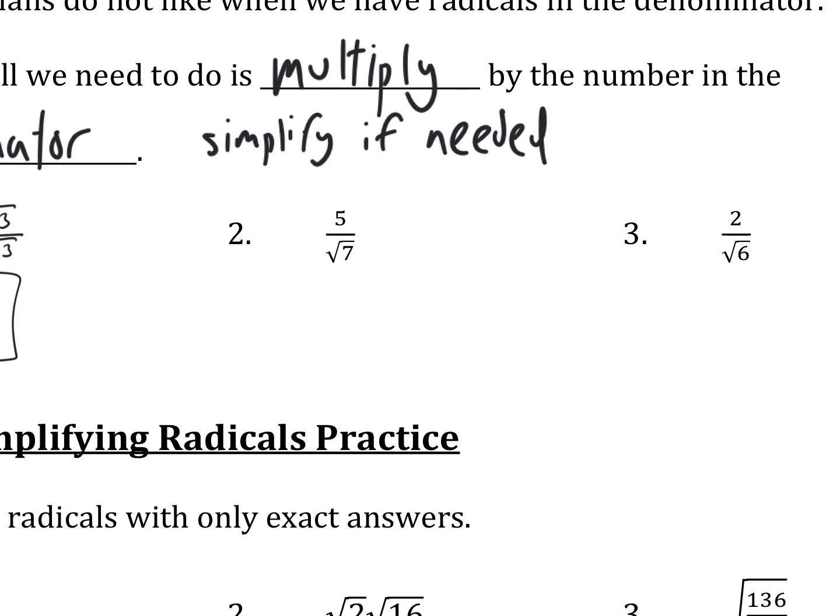Okay, number 2. Do we have a radical in the denominator here? We do. We're going to multiply top and bottom by square root of 7. So now on top we have 5 square root of 7. Those don't combine. Over square root of 7 times square root of 7 is going to be 7. So we get 5 square root of 7 over 7. You also want to check if 5 and 7, the numbers outside the radical here, can be reduced. Like if it was 2 and 4, you would reduce that. But in this case, we can't do that.